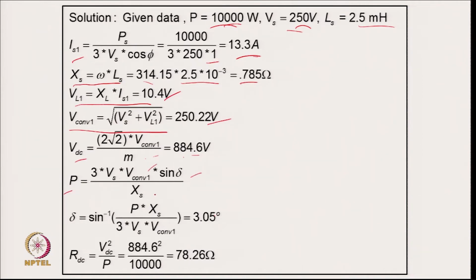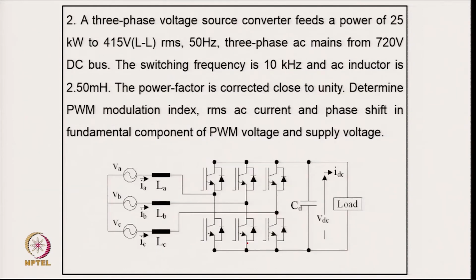Now, from the power relation, 3 VS V converter 1 into sin delta divided by XS, for power flow equivalent to a power system, we get the power angle, called delta or phase shift. From this sine relation, putting the value of all of them, it comes to 3.05 degree. So, it has very good stability because this angle is very low. The reason is that you are putting a very small reactance here, not a very large reactance, and quite low inductance also. The equivalent resistance is calculated as DC voltage upon power. So, that comes to 78.26 ohm.